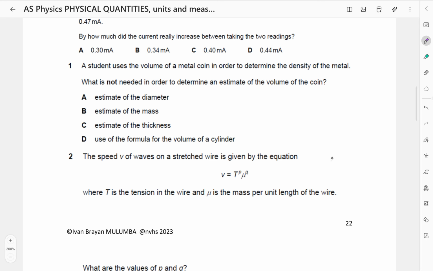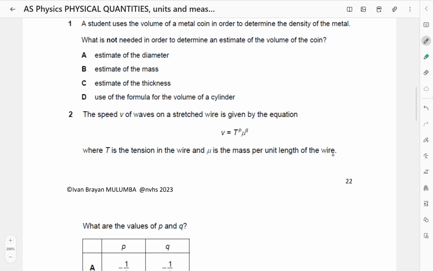I think in part 3 we stopped on page 22, and we were going to answer this question. So, without wasting any time, let us start with this question.